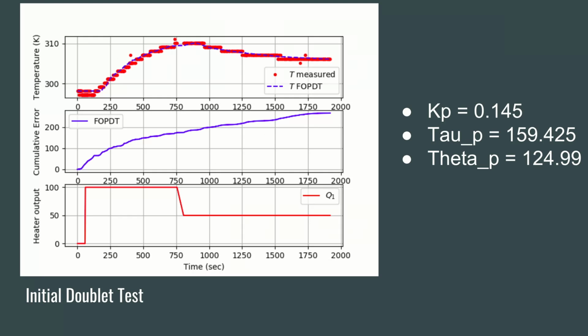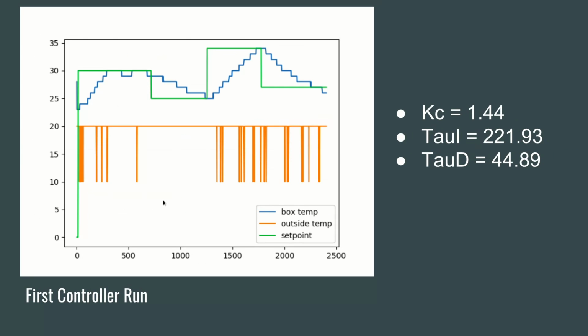So with that theoretical model, we also wanted to get the results of a step test on the system. So we ran a doublet test here, and you can see both the FOPDT fitted curve and the measured temperature. We then fit our curve there to get the FOPDT parameters in response to this step input. With that, we then use those parameters to determine our PID tuning parameters, which you can see controlling the system here across a varying set point.